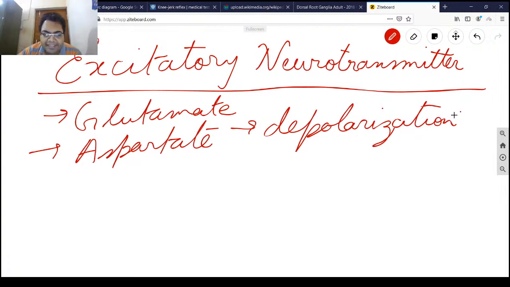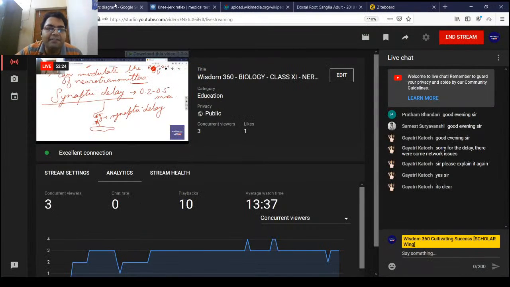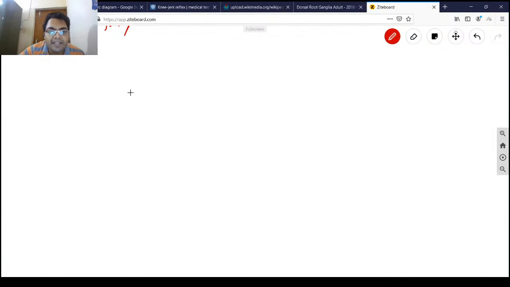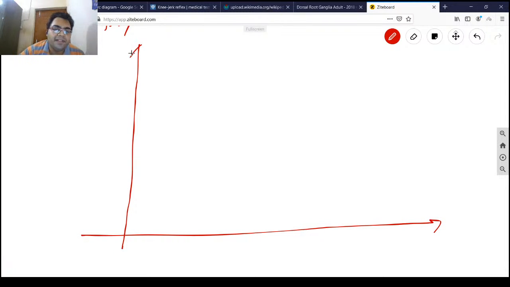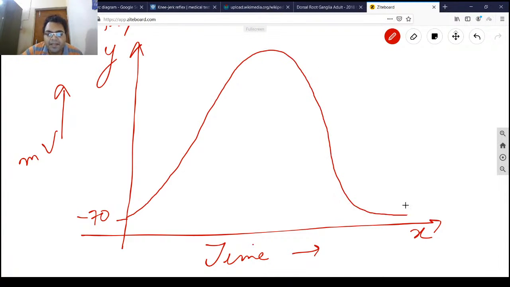We have already seen in the graph that if depolarization happens, that will only lead to the perpetuation of the action potential. Otherwise the action potential cannot travel, because it is at minus 70 millivolt. This is the time on the x-axis, and this is the y-axis. Now if the graph doesn't go in this direction, will the action potential travel in the forward direction?